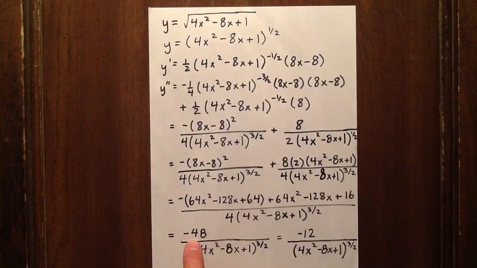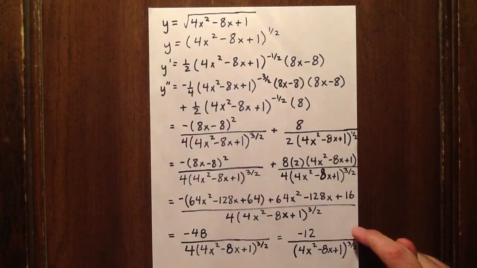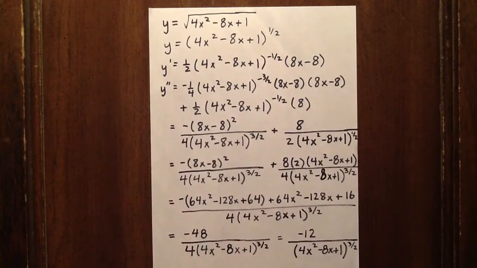And when we do that, we get, surprisingly enough, a new denominator of negative 40, a new numerator of negative 48. And we see an opportunity here to simply divide both numerator and denominator by 4, and so our final simplified answer for our second derivative is shown.